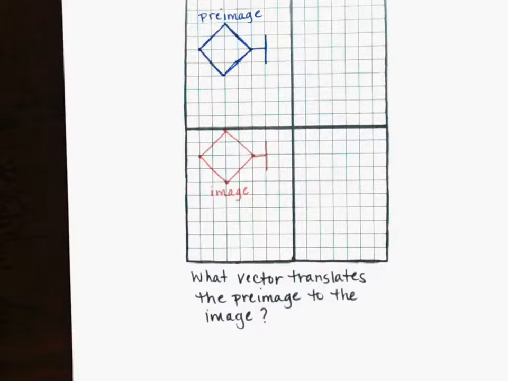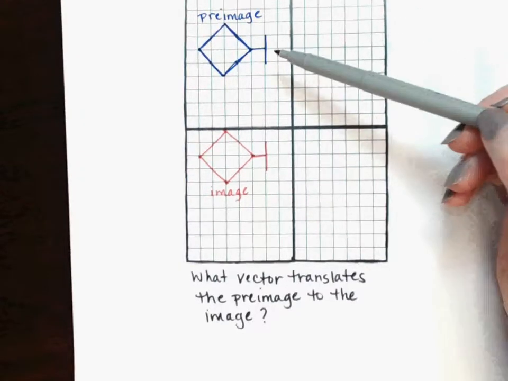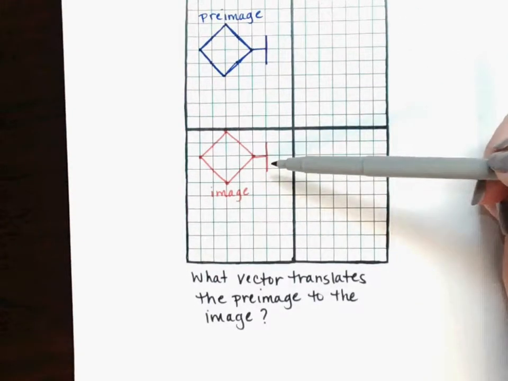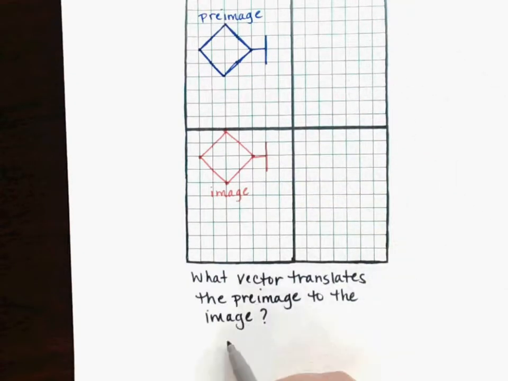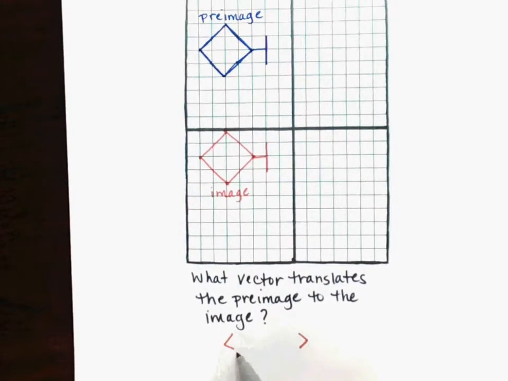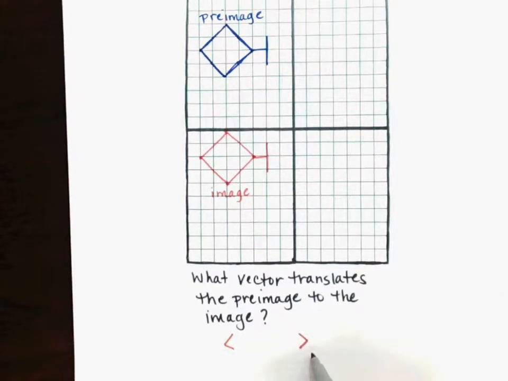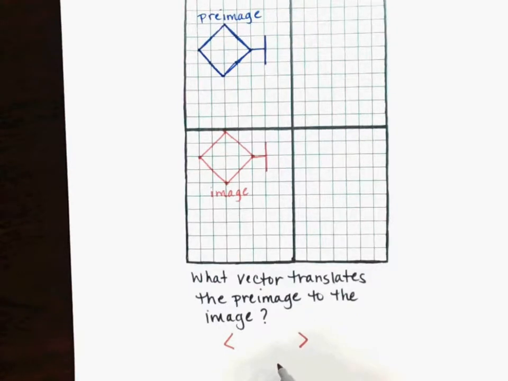In this video, we're going to figure out what the vector is that translates the preimage onto the image. Now remember, the vector is just the shorthand version of the mathematical representation, but it looks like this with two little arrow things pointing in the opposite direction. They look like a less than and a greater than sign. You can remember vector by the symbols because these look like little letter V's that are just on their sides, and vector starts with the letter V, so that's an easy way to remember it.